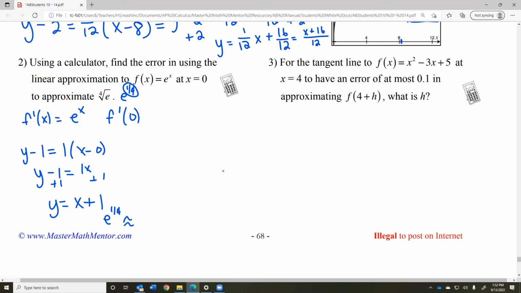All right, number 3, for the tangent line to f of x equals x squared minus 3x plus 5 at x equals 4, we want it to have an error of at most 0.1. So this is an inequality that we're setting up here.